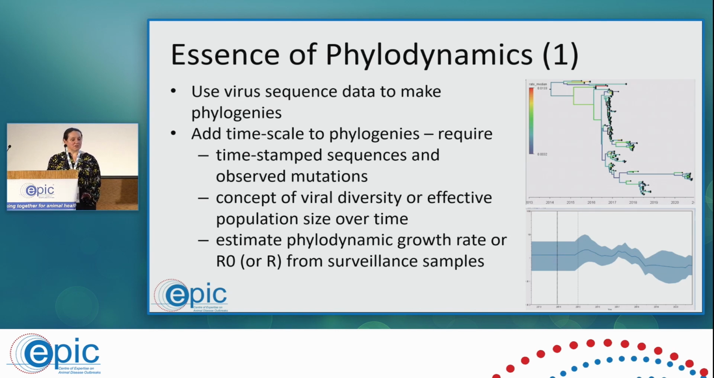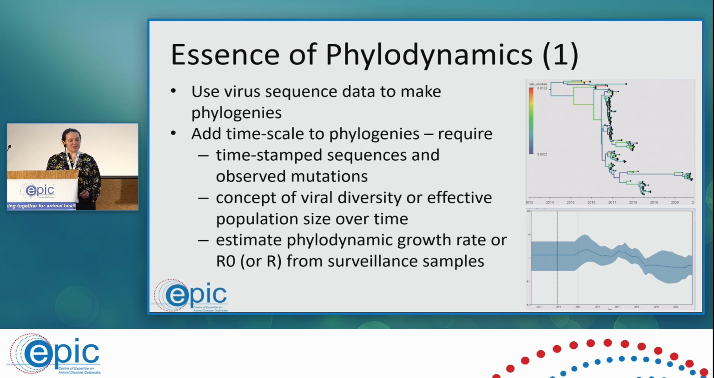What you need to do to make these models is you need virus sequence data, number one. Secondly, you need virus sequence data over time. So you need to have samples, and they need to be spread out over time.